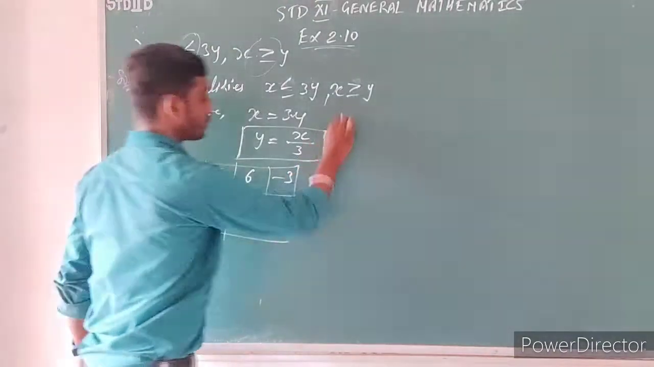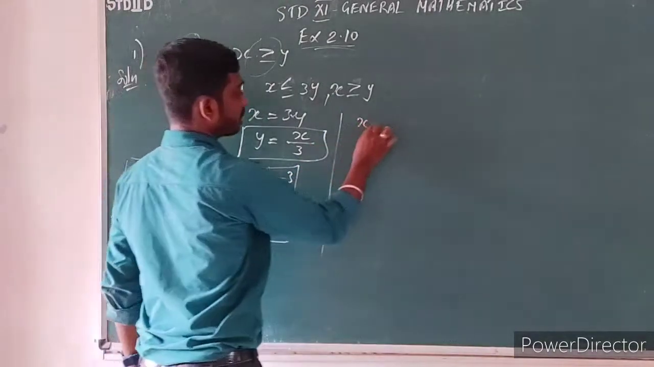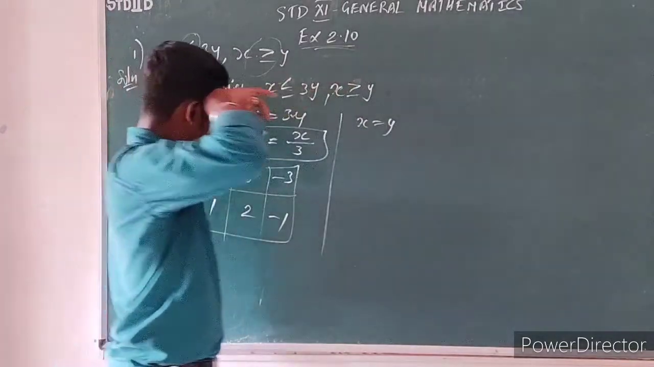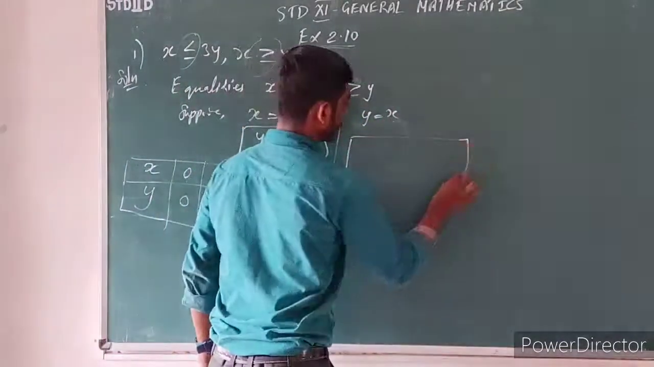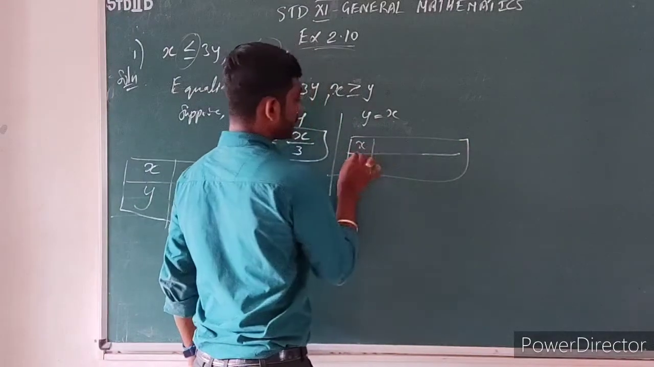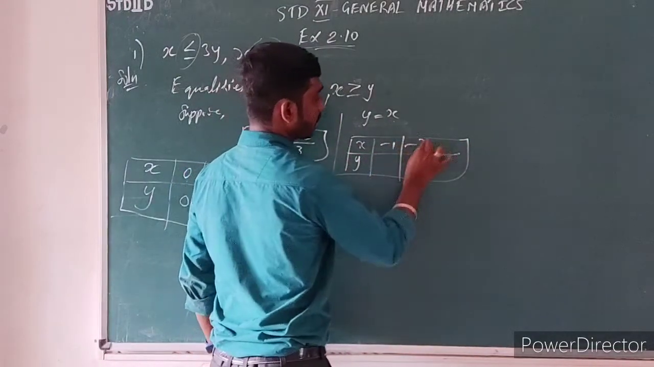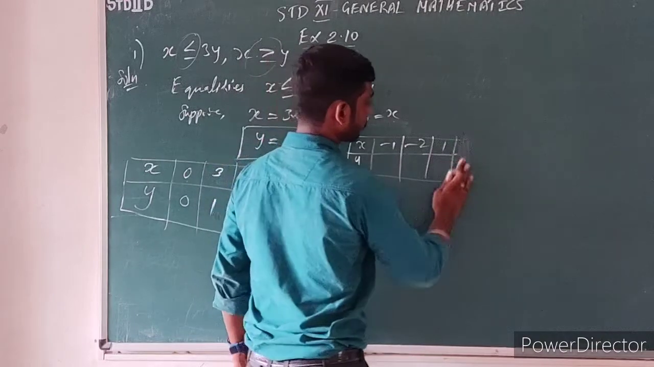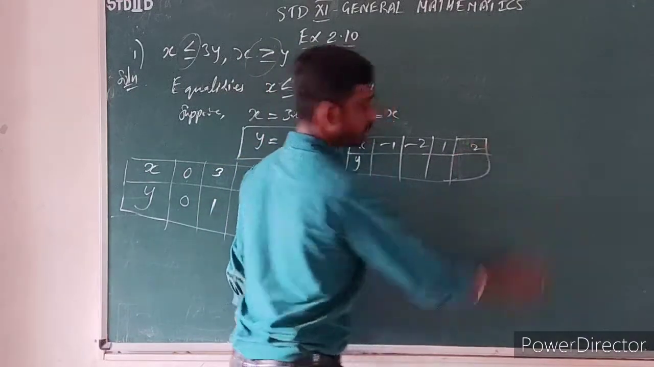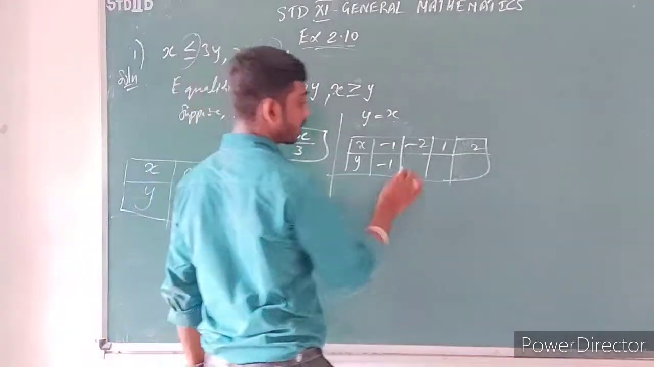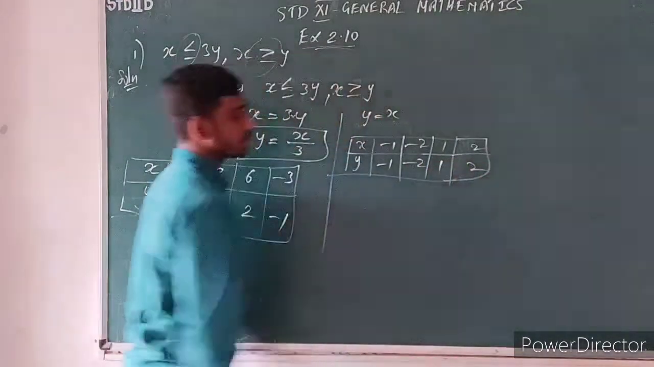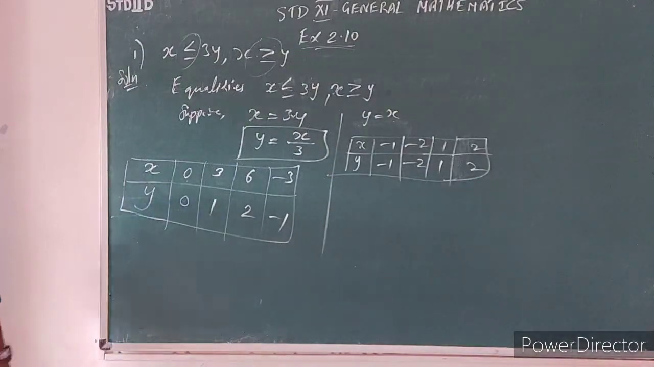Now we are going to make the table for the other one, y is equal to x. The condition is that y is equal to x. Now I am going to substitute x, y: minus 1, minus 2, plus 1 and plus 2. Substituting minus 1 gives the same value, minus 1. So we get minus 1, 1, 2, the same values.